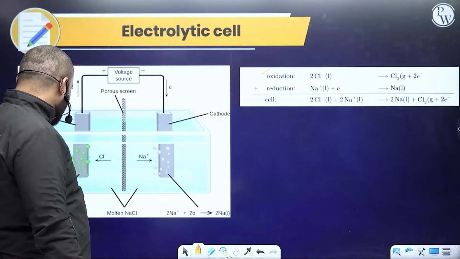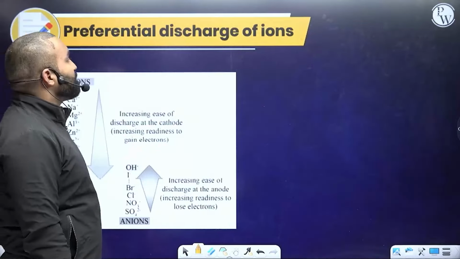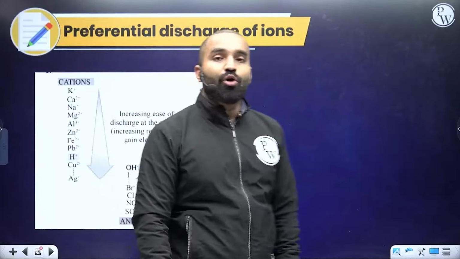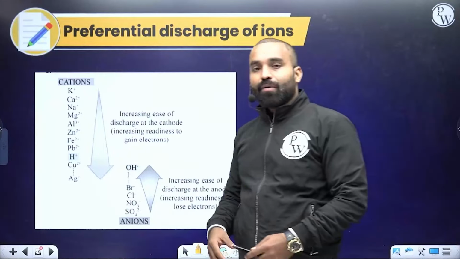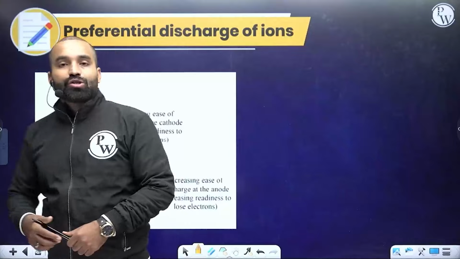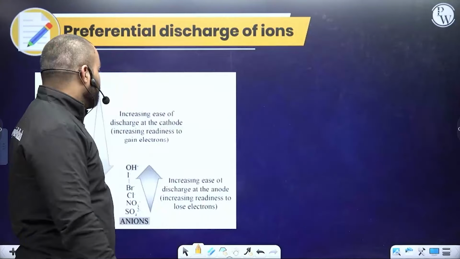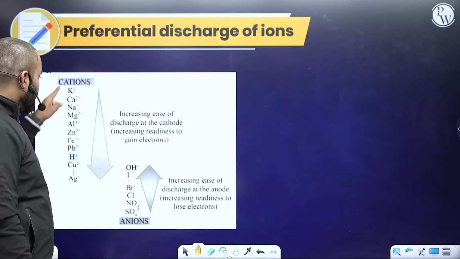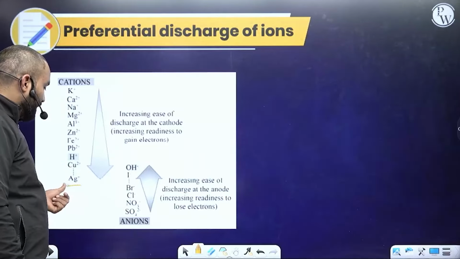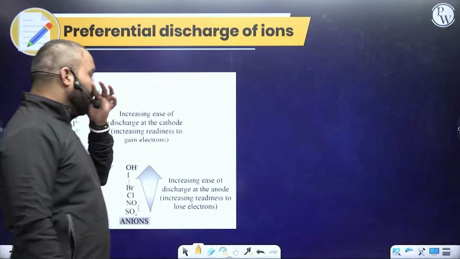Awesome. This is the preferential discharge of ions. If you have various ions present in the medium, which ion will undergo oxidation or which will undergo reduction first, according to their ease. Do you see that? From top to bottom, they're saying that silver would like to undergo oxidation very soon.